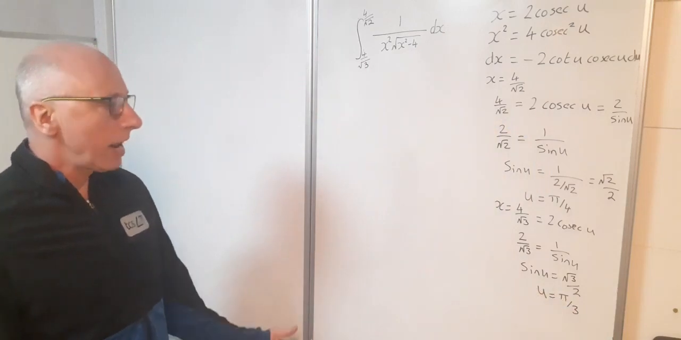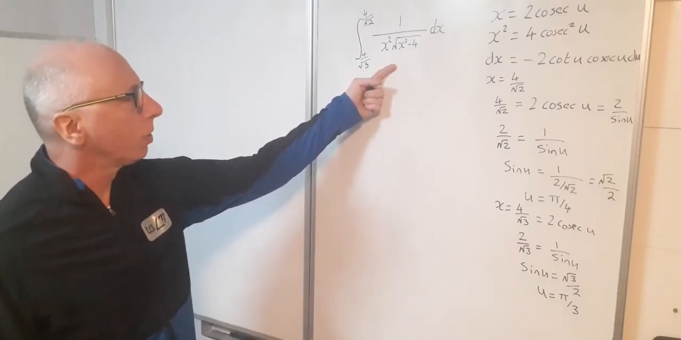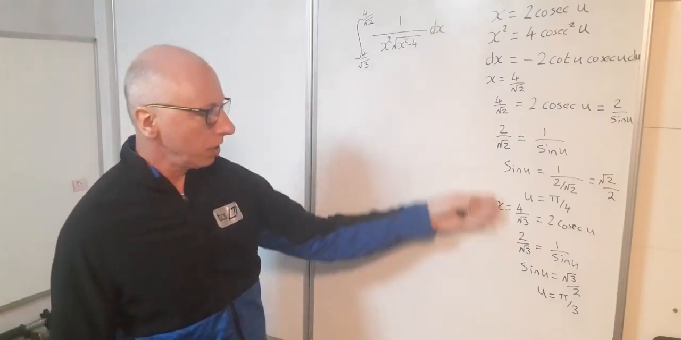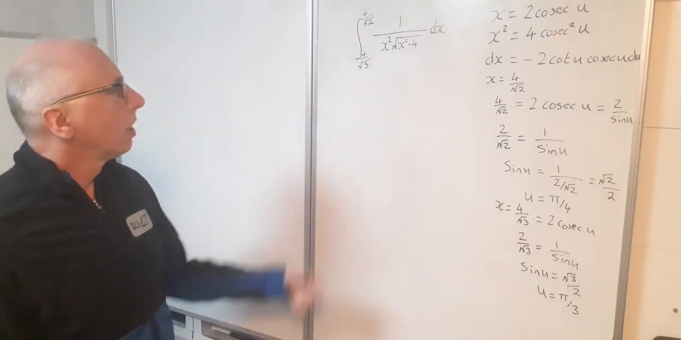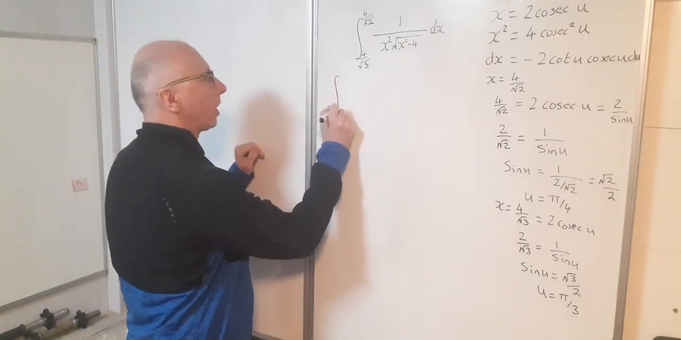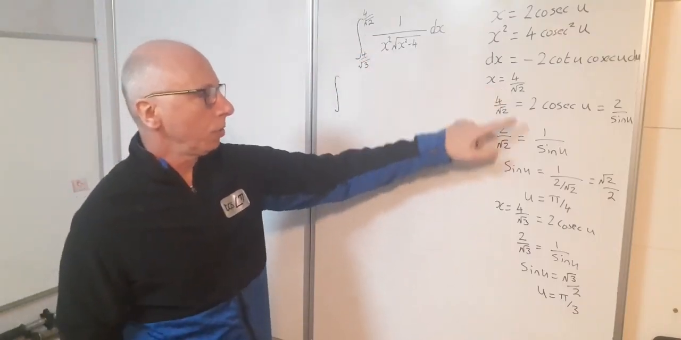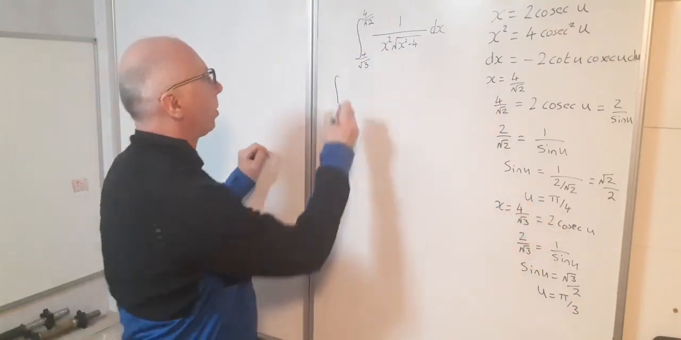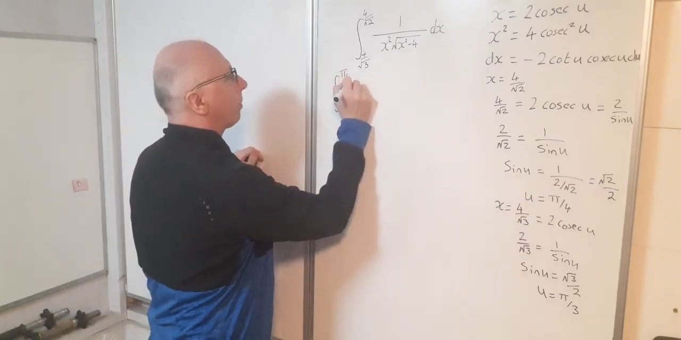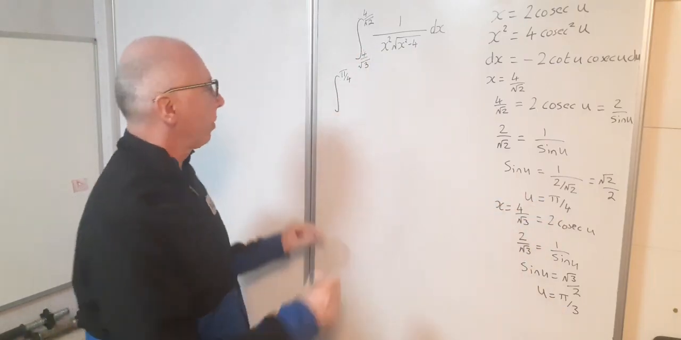Okay. So now I've got all my building blocks ready to substitute all that into u. I've not done anything yet. All I've done is got all my building blocks. So let's take care of this, still doing the integral. When x is 4 over root 2, u is pi over 4. So I've got pi over 4. When x is 4 over root 3, I've got u is pi over 3.